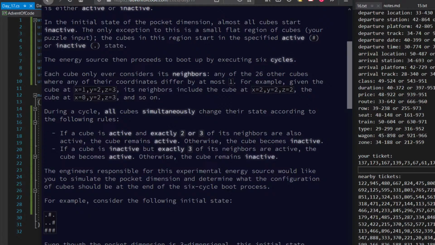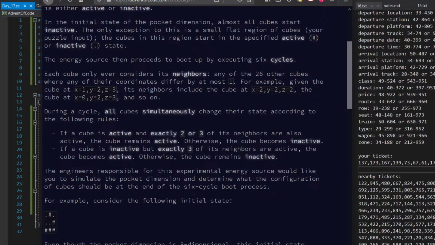26. That's weird. Okay. Its neighbors include the cube given 1, 2, 3, the cube 2, 2, 2, the cube 0, 2, 3, where their coordinates differ by at most 1.